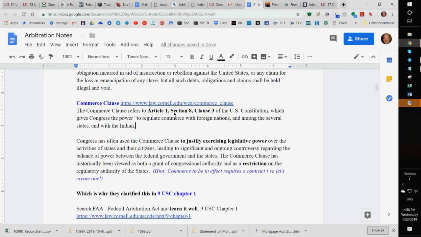Go look up the Commerce Clause. It's under Article 1, Section 8, Clause 3. Write that down. Article 1, Section 8, Clause 3 of the U.S. Constitution. It gives Congress the power to regulate commerce with foreign nations and among the several states and with the Indian tribes. Okay? Now, what does this mean? If you're doing business outside of the District of Columbia, you are foreign. And the several states, which we assume, again, we haven't looked this up here, but we assume that might mean, in this case, the Union States.